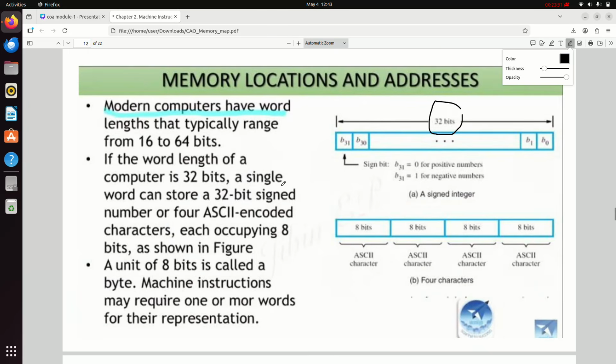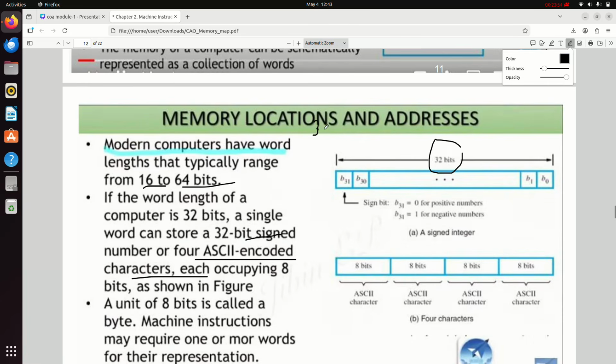Then, as I told you, in modern computers the word length is typically 16 to 64 bits. So if the word length of the computer is 32 bits, a single word can store a 32-bit signed number or 4 ASCII encoded characters. So if I'm saying that a computer is 32 bit, each word is 32 bits.